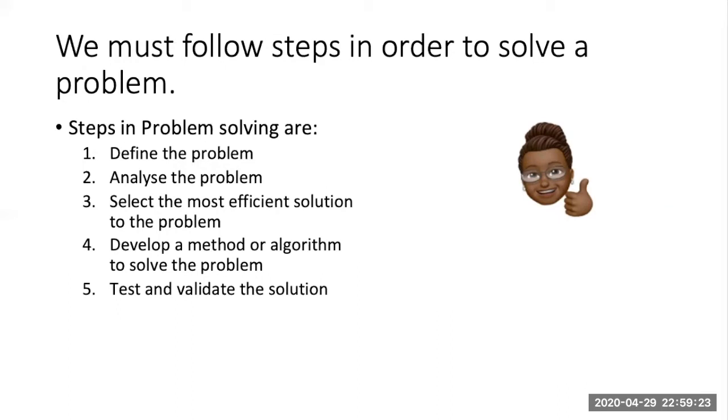The most efficient solution might be based on whether the solution is the cheapest, most efficient. You might weigh the strengths of one solution and the weaknesses and choose it based on the solution that has more strengths than weaknesses. The fourth step is to develop a method or an algorithm to solve that problem based on the option you choose.